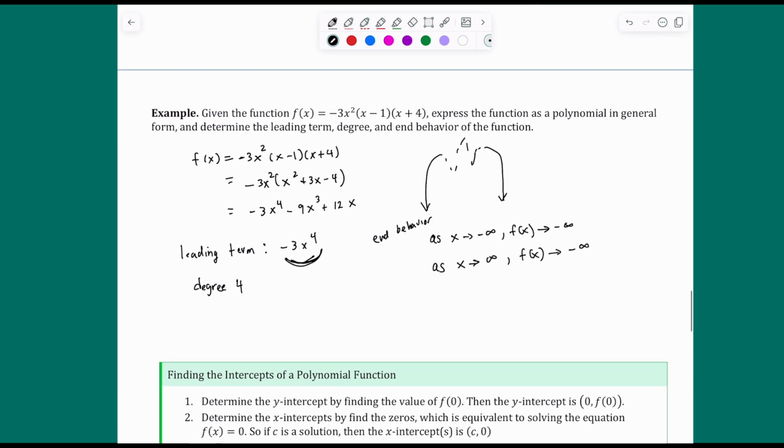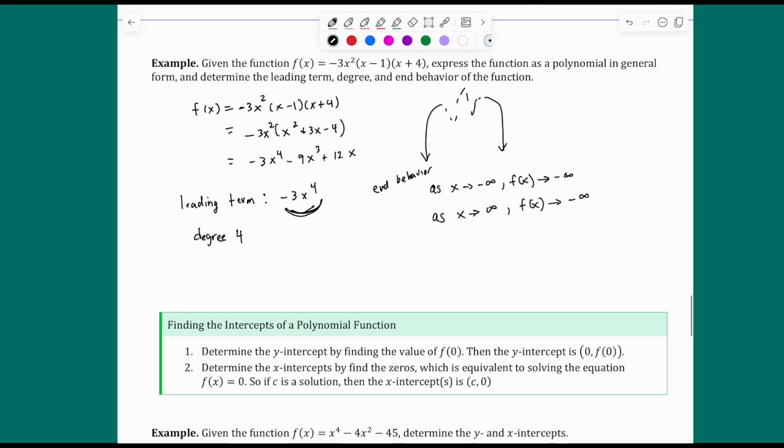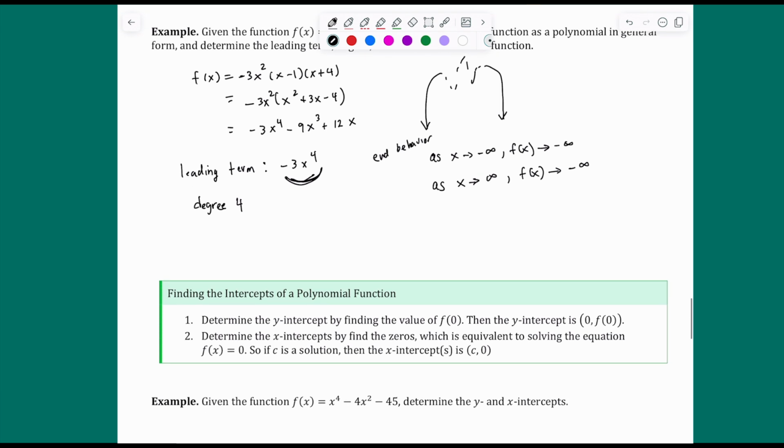All right, so finding the intercepts of a polynomial function. One of the characteristics that will help us sketch graphs of polynomial functions is identifying where their intercepts are. So one, to determine the y-intercept, we could do that by finding the value of f of 0. So the y-intercept is the point 0, comma f of 0. And two, we could determine the x-intercepts by finding the zeros, which is equivalent to solving the equation f of x equals 0.